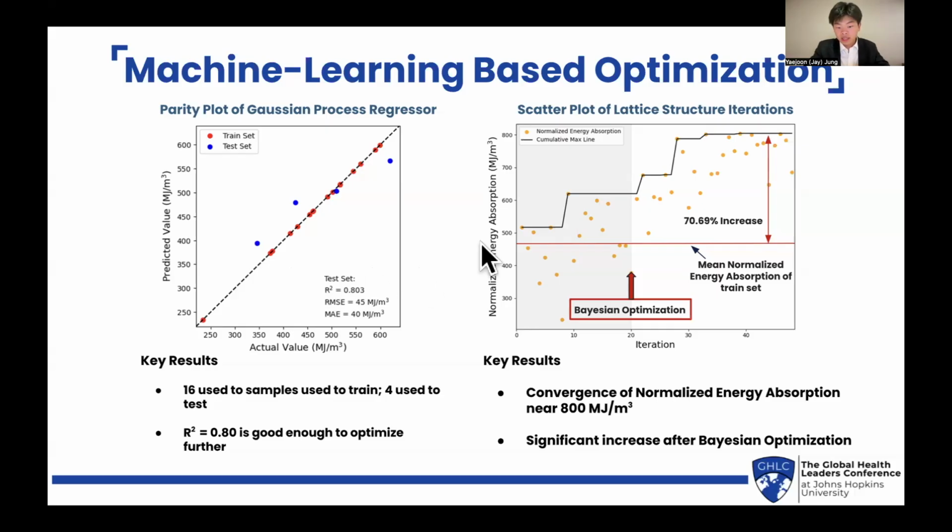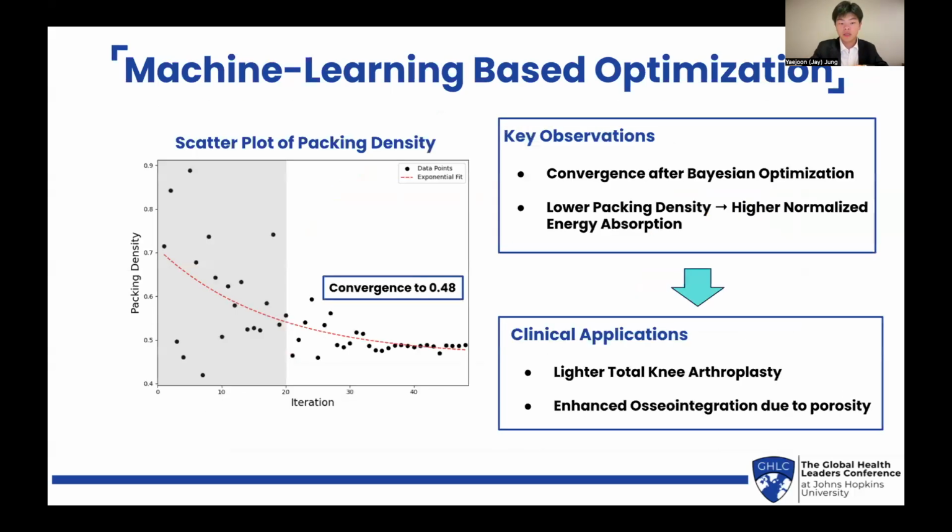On the right side, the normalized energy absorption of the Bayesian optimization continuously increases until it converges at about 800 megajoules per meter cubed. This is a significant 70.69% increase compared to the mean of the normalized energy absorption of the train set before the optimization. Additionally, the packing density converged to 0.48. This is clinically really significant because 0.48 is within the porosity of the nearby bone, making sure that it has better osseointegration abilities, as well as making it a lighter TKA.